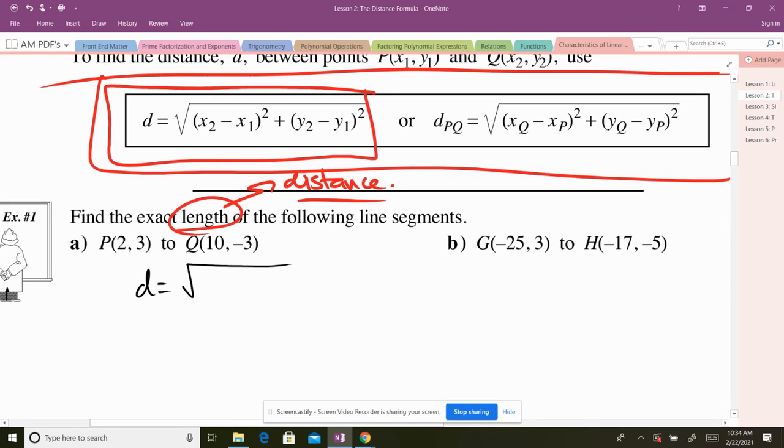Distance is equal to the square root x2 minus x1 all squared, y2 minus y1 all squared. Okay. When they're talking about y2, y1, x2, x1, they're talking about the set of data. So you just have to label one of the sets of data 1 and one of the sets of data 2. So I'll just call P, that's my 1, and Q will be my 2. It doesn't matter if you flip them. And then you just plug in your data.